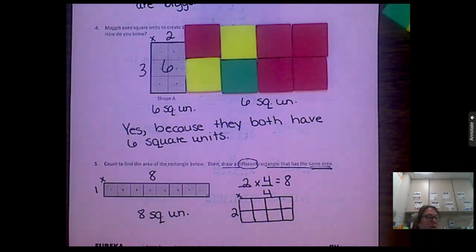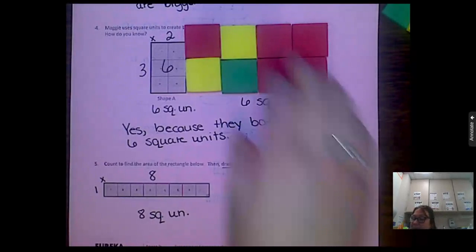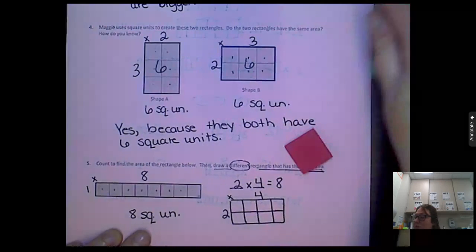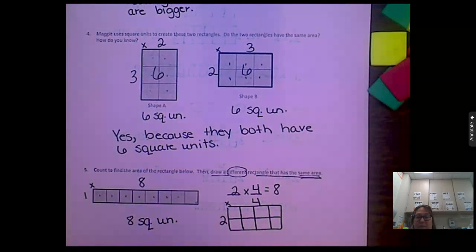Okay, so our lesson today was we were decomposing and recomposing shapes to compare areas. We definitely did that. We had on the front the 12 square units, and we put them together and then we took them apart and made a bunch of different ones that equaled 12.